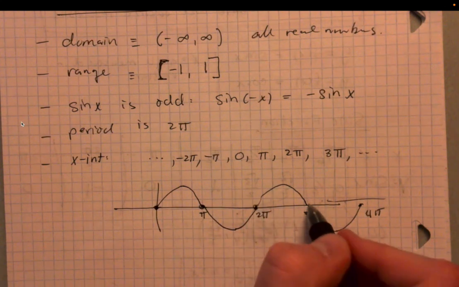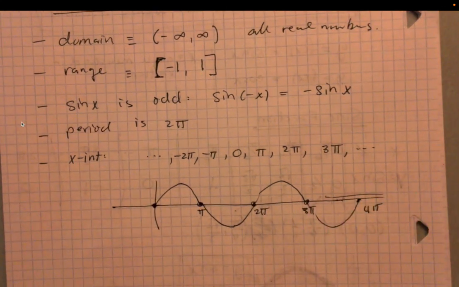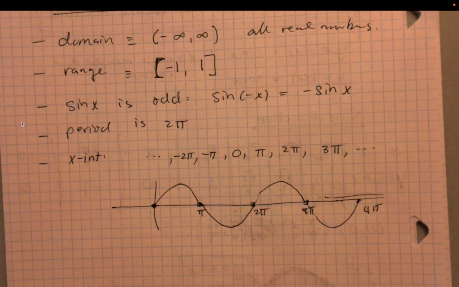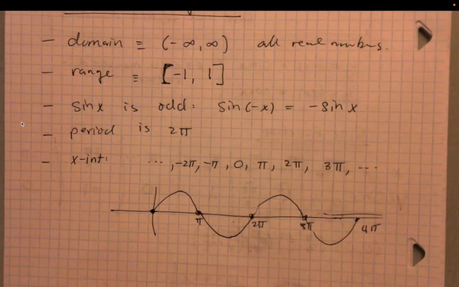Now, how many times does it cross the x-axis? Infinitely many times. It does it infinitely many times in both directions. And yeah, I think we'll leave it at that. Right, so the x-intercepts, and this just gives you a sense for kind of what it looks like and some of the key properties here.